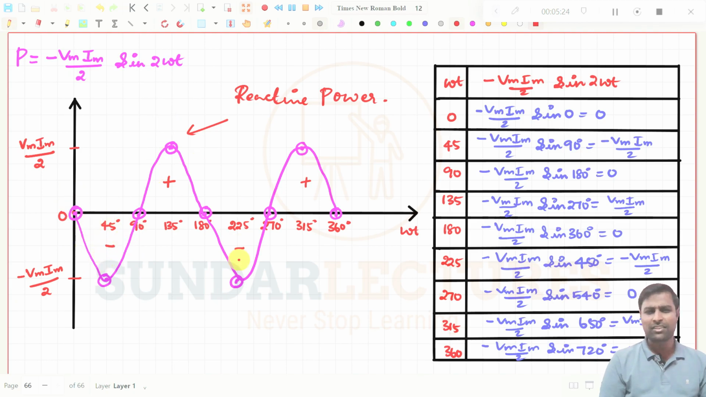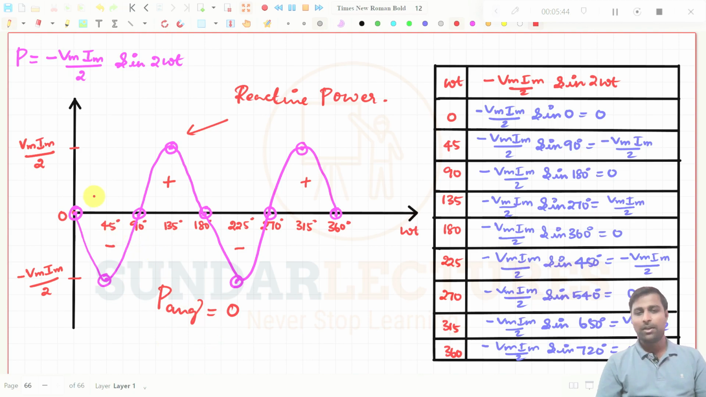Obviously you will get 0. If you average this one, what will you get? See, it is positive maximum, it becomes negative maximum. Positive maximum, it becomes negative maximum. So obviously if you go for P average here for this particular sine 2 omega t graph, you will get 0.